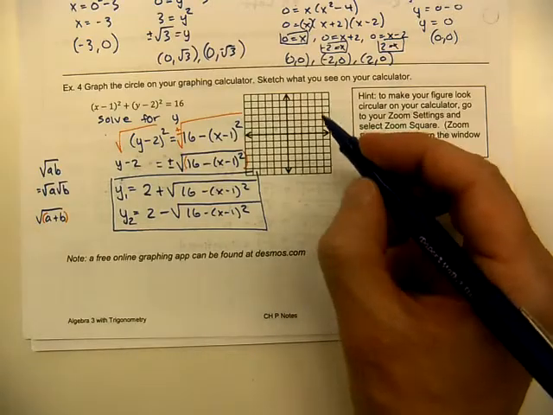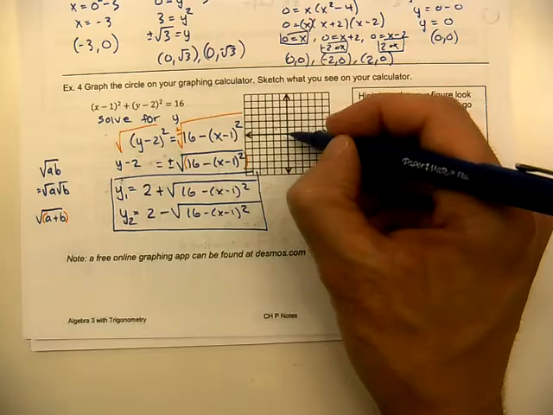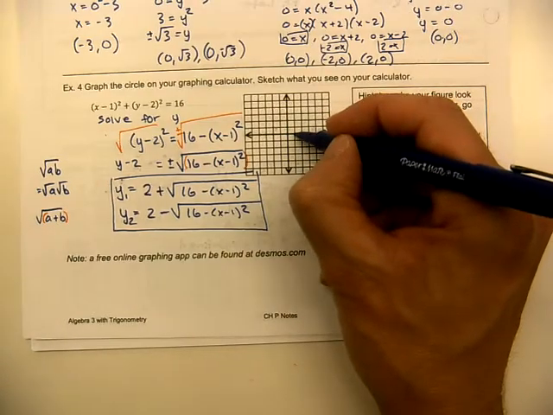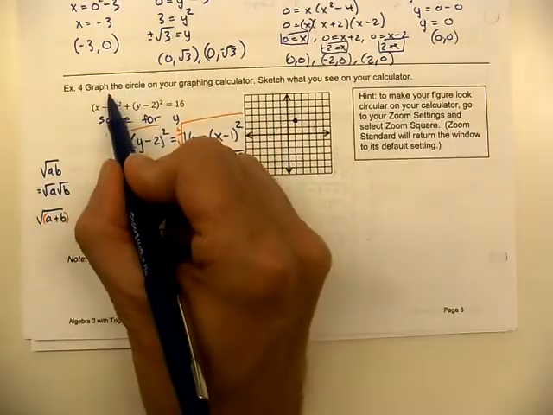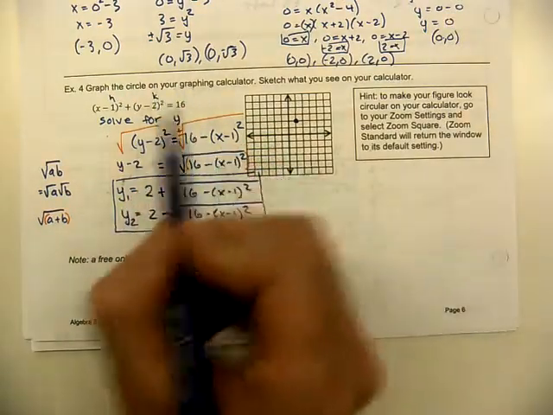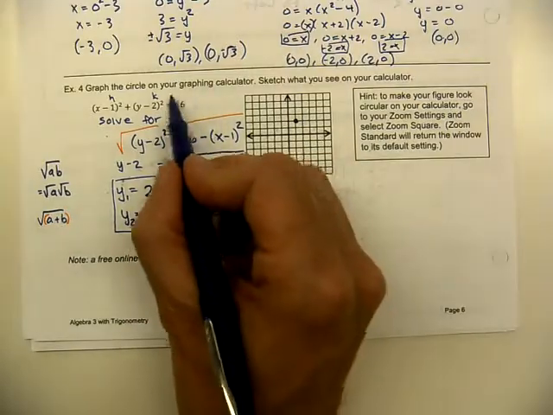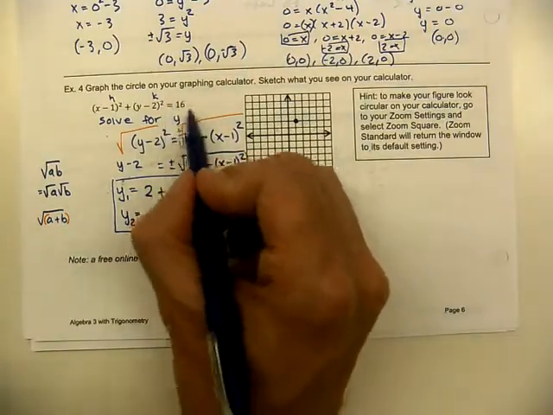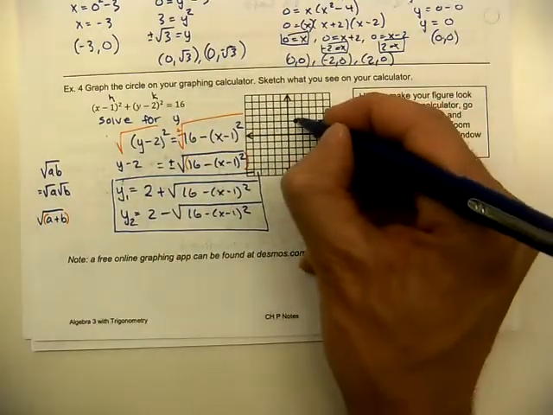So we have this center. All right, we know this is our center. This is the h and this is the k, so we can confirm that the center is at positive 1 and positive 2. We know the 16 represents the radius squared. So we know the radius is 4. So I'm just using those as my guide points.